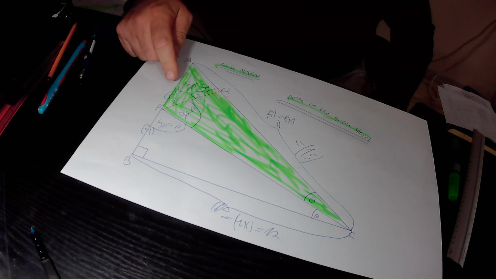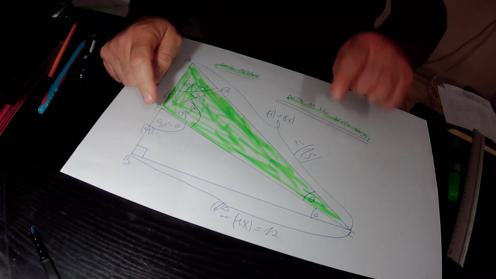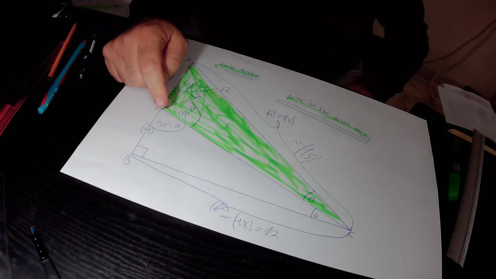Likewise, in this white triangle PBC, this angle equals 90 degrees, this angle equals theta, therefore this missing angle must be equal to 90 degrees minus theta, according to the rule that the sum of the angles in any triangle is equal to 180 degrees.